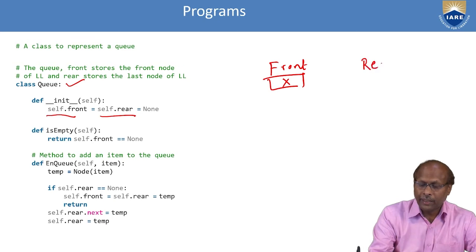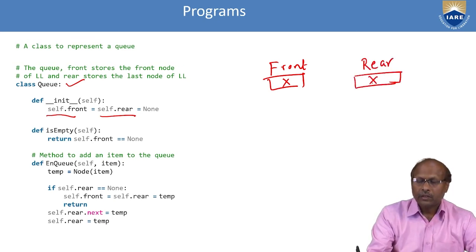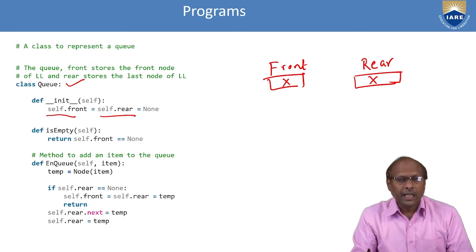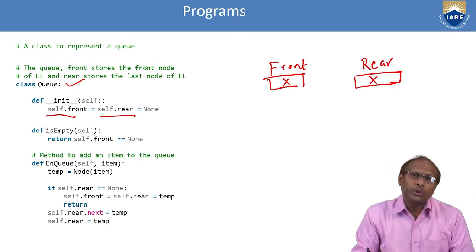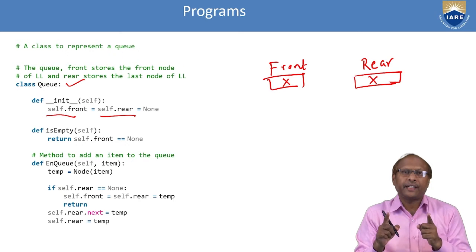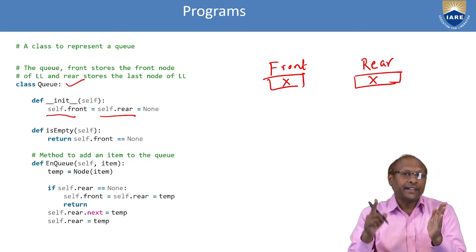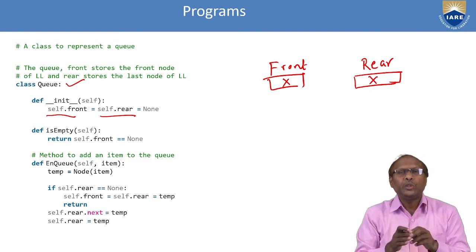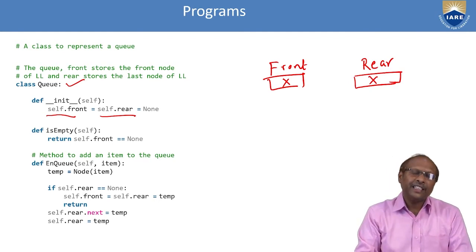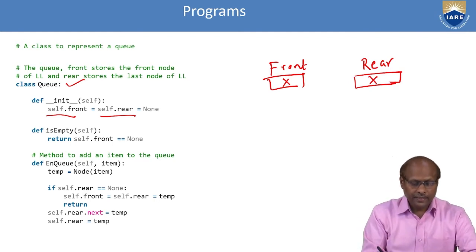And another pointer I will maintain, rear. Rear also none. Why am I maintaining two pointers? Because in the queue you always need two indicators, front and rear. Front allows you to delete and rear allows you to insert. So using these two you can do all insertion and deletion operations in the linear queue.